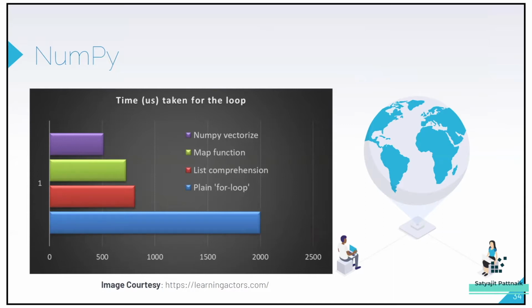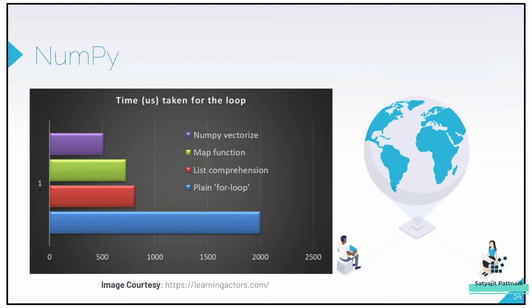Now, the very first point is, you can see this particular graph. NumPy vectorize is taking the least amount of time for a particular loop as compared to the map function, as compared to a list comprehension, as compared to your normal for loop, right? So in the very beginning of this course, maybe the third or fourth episode, we understood how to write a for loop. Then we understood how to write a list comprehension, and then we understood the map function, right?